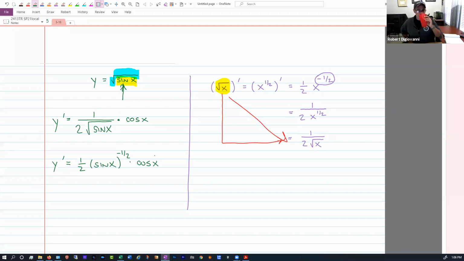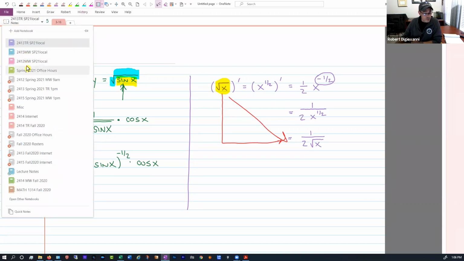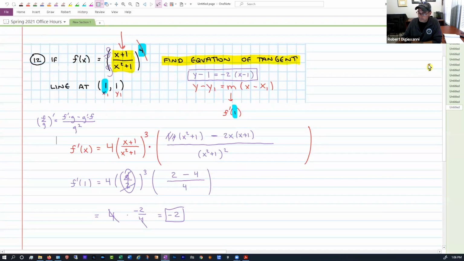Other questions? I was going to say if you could go over number 19. 19? Yes. Okay, yeah, 19 is a little messy. Well, you know what? I helped somebody out with this earlier today. Maybe I can just show you the work.